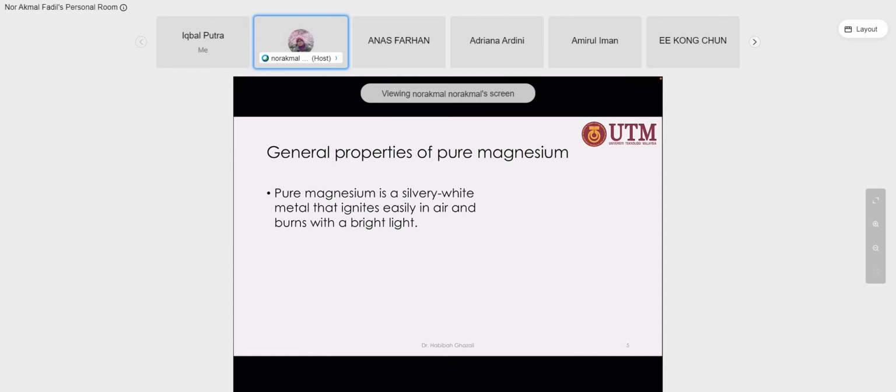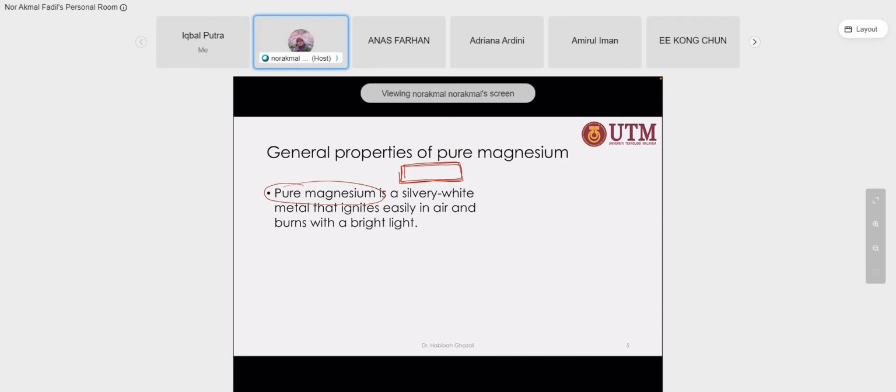Okay, and the pure magnesium is silvery white metal that ignites easily in the air and burns with a bright light. Okay, if you look at the physical properties of magnesium, most likely it is a white powdery surface. White powdery means that it won't be a shiny silvery white structure. It is a pure magnesium. Okay, what you can see is it is pure magnesium, fresh, extracted from its metal ore.